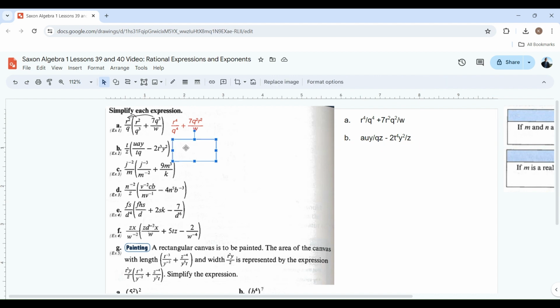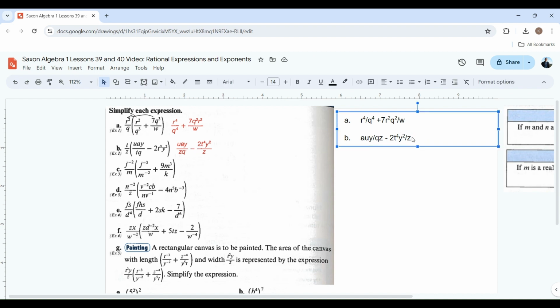Let's just make sure I did this right. They didn't put them in alphabetical order. They should have put them in alphabetical order. Over zq minus 2t to the fourth y squared over z. There we go. Moving on to letter C.